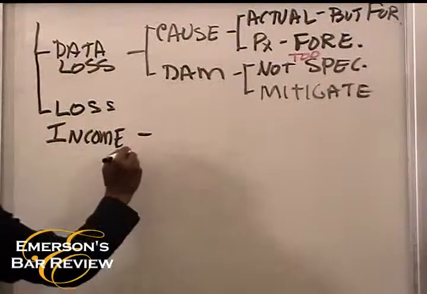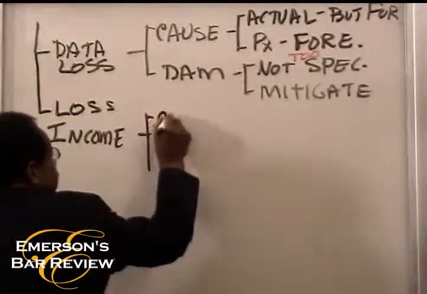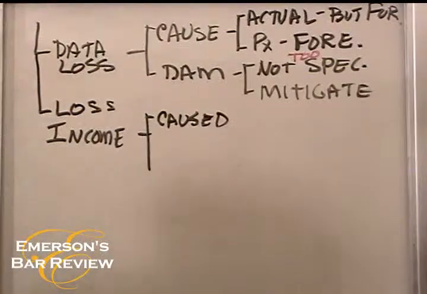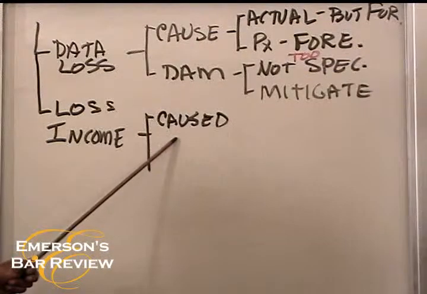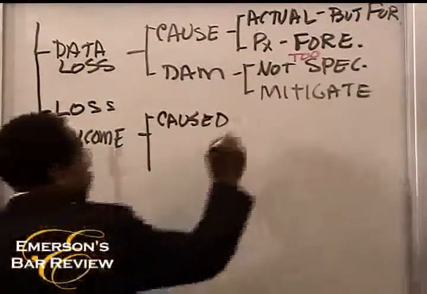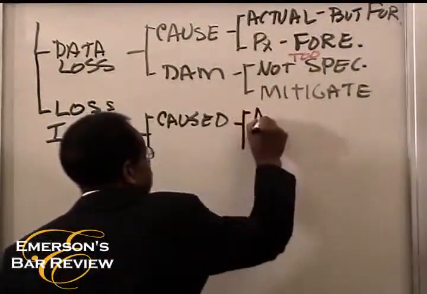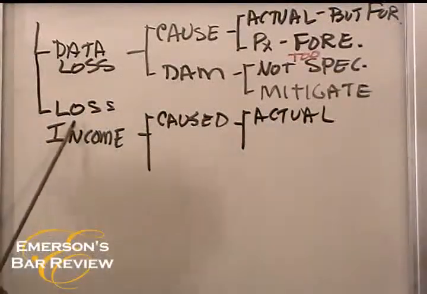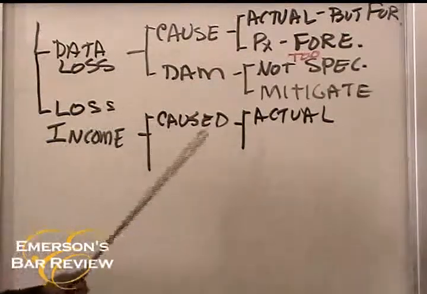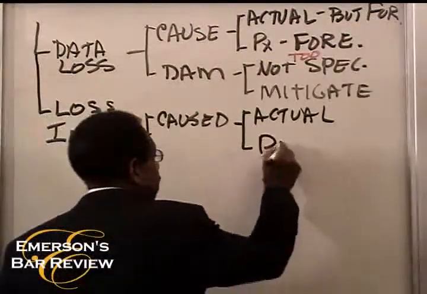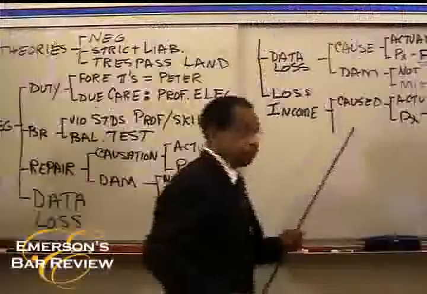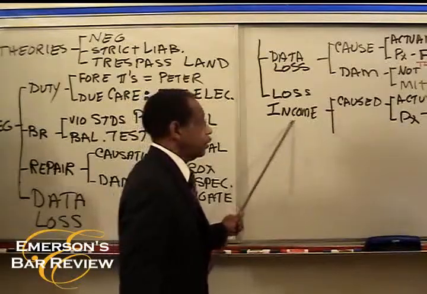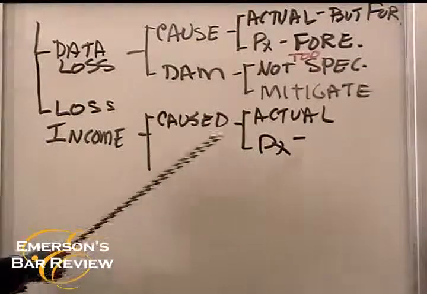And his loss of income, again, has to be caused by the negligence of Dan, and it was. So we have the but for, that is the actual cause. By that I mean, but for Dan's negligence, Peter would not have lost his income. And then the proximate cause: the loss of income is not too remote. Peter's loss of income is not so remote that you can't recover it. So we have proximate causation also.